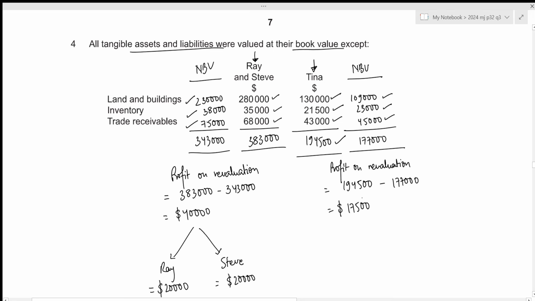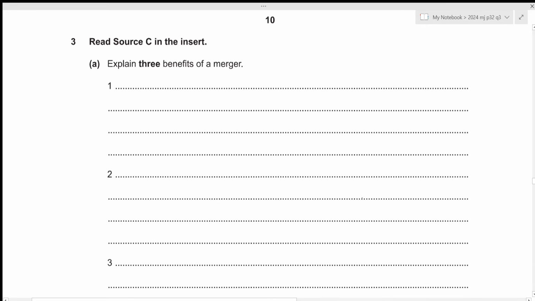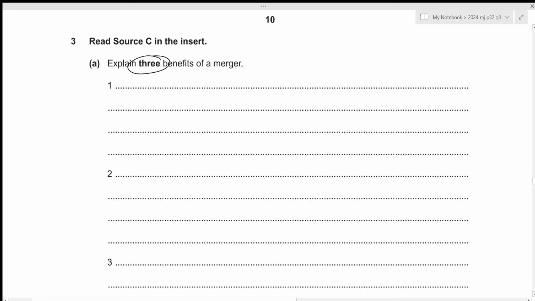Okay, let's take a look at our first question. We need to explain 3 benefits of a merger. The very first benefit of a merger is that it will reduce competition, which will increase the sales and profit of the business. So reduces competition, which might increase sales and profit.